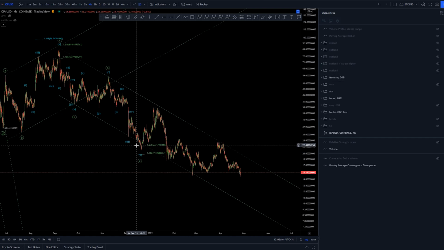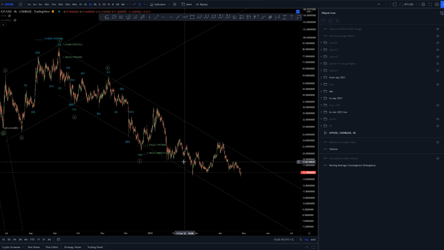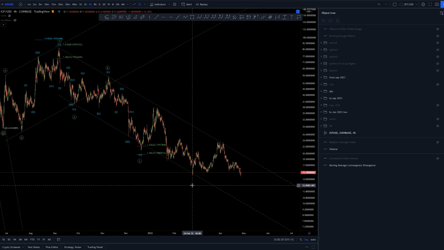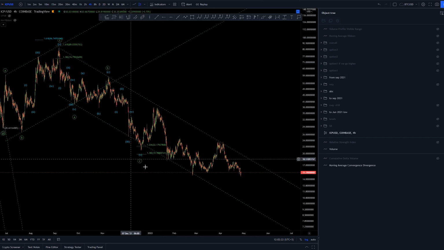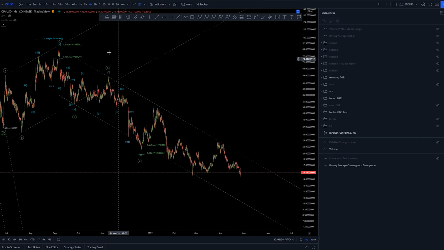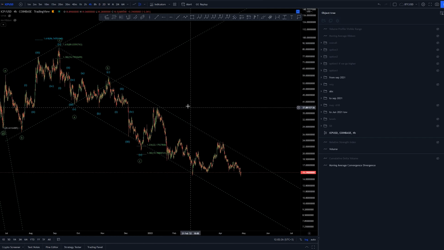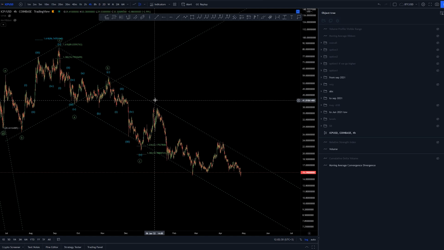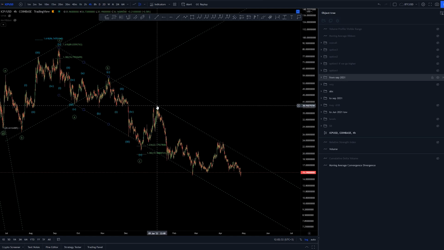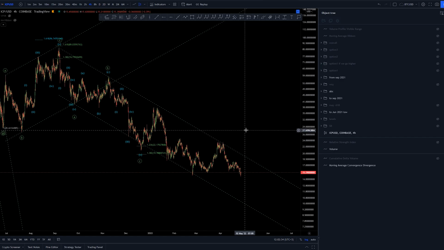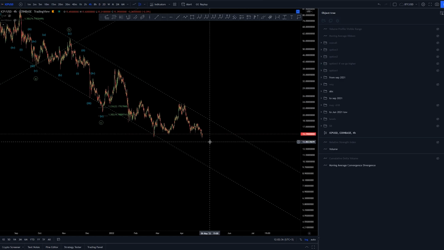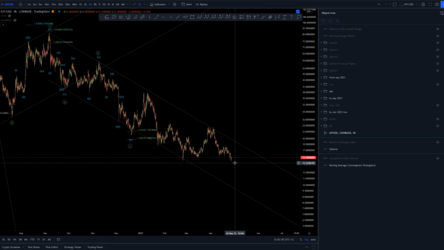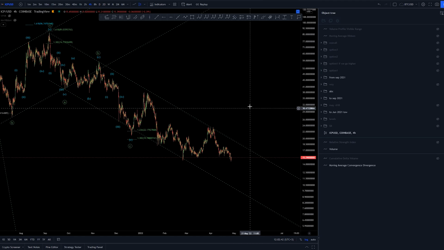If you would have longed here on these lows, you could have possibly gained something. But again, this is a downtrend, and trading against the trend is something that you should be really careful of. So instead of going long, I would be looking for shorts around these tops. Currently, we are at the middle of the channel. I wouldn't be shorting or long in this.